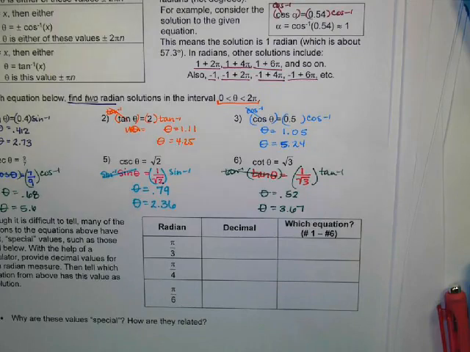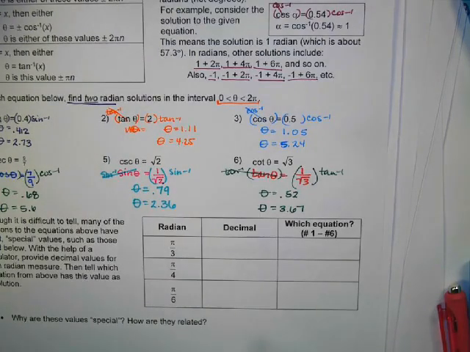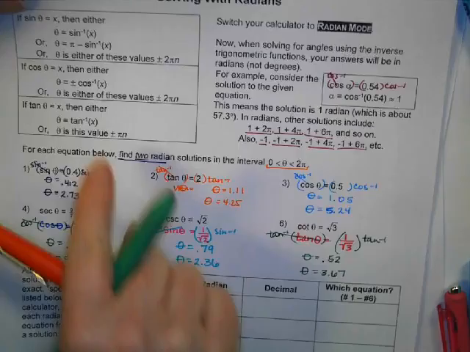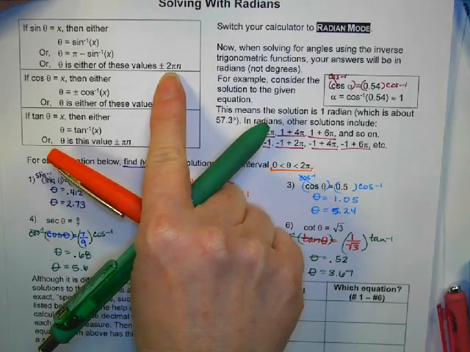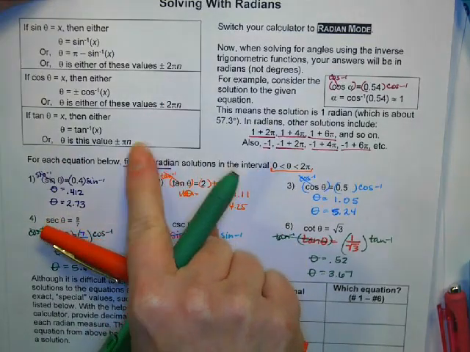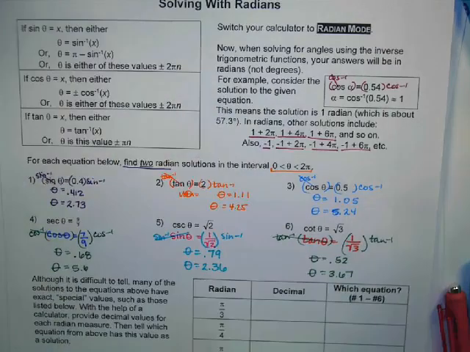You would have had more answers. You would have twice as many, because 4 pi would be another trip around the circle. So you would just keep adding 360 or keep adding 180 or whatever the rule is. You just keep doing it until you've gone all the way around your interval. If it was a sine one, you would add 2 pi because that's what you can add. If it was a tangent one, you add pi. But sine and cosine are both 2 pi.